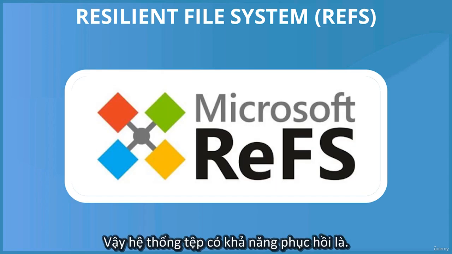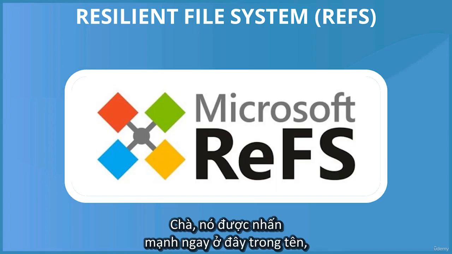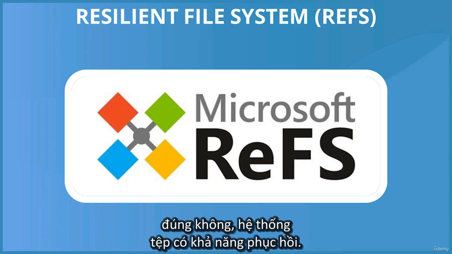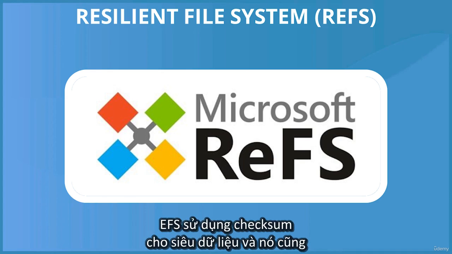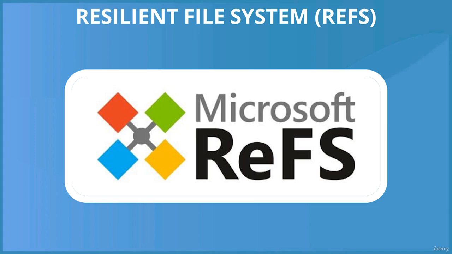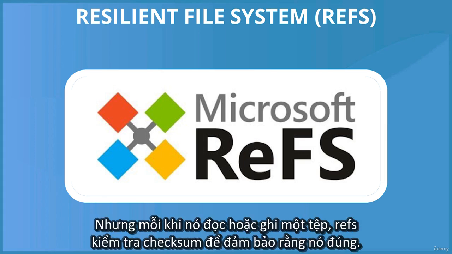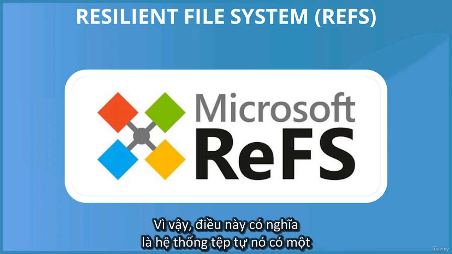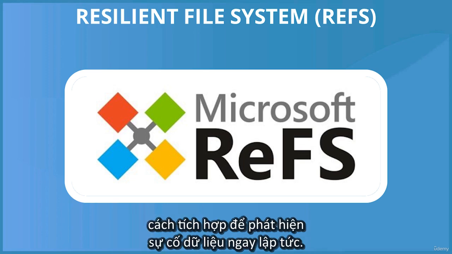So resilient is, well, it's highlighted right here in the name, right? Resilient File System, ReFS, uses checksums for metadata. And it can optionally use checksums for file data as well. Keep that in the back of your mind. Whenever it reads or writes a file, ReFS examines the checksum to ensure it's correct. So this means the file system itself has a built-in way to detect data corruption on the fly.